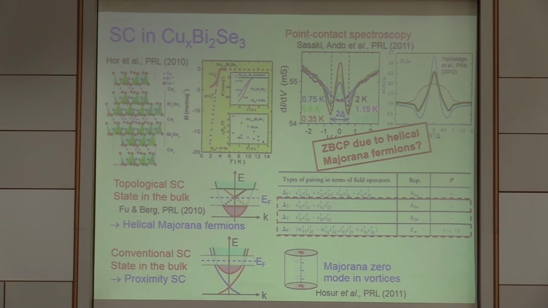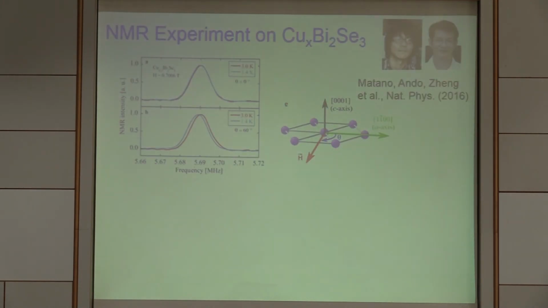But for this system, the surface sensitive experiment has been rather controversial because of the difficulty in preparing samples. So to elucidate the real nature of the superconductivity, bulk measurements were really called for. And that's why the NMR experiment was quite important. My collaborator at Okayama University has measured the spin susceptibility, or the Knight shift, of this material.